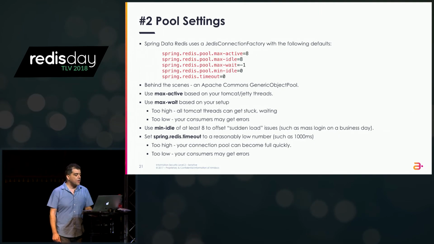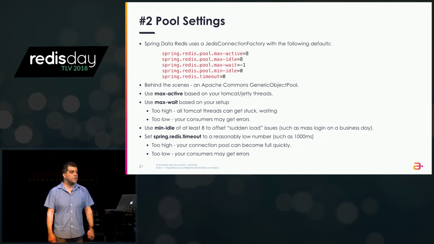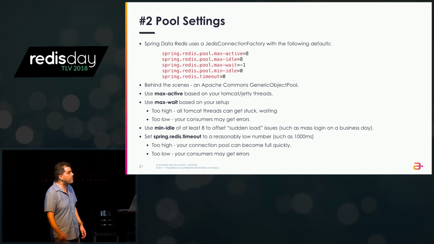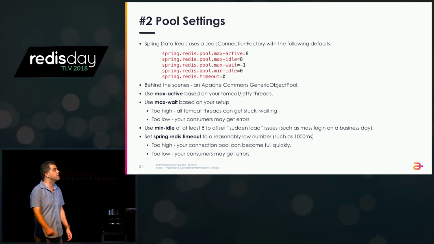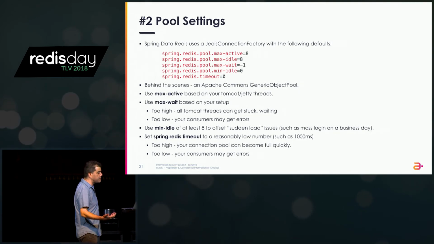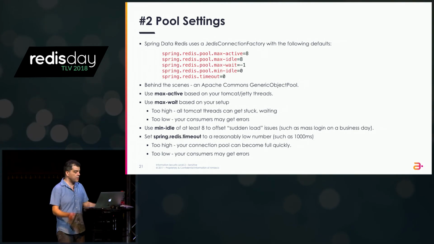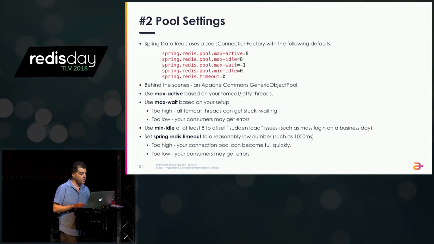And of course, the max wait and max idle are configurations that you need to make sure are not using the defaults, because you might just wait forever sometimes when you're trying to get a connection from this pool. You might want to set some timeout that is reasonable for your use case to prevent errors when you're trying to get a connection.